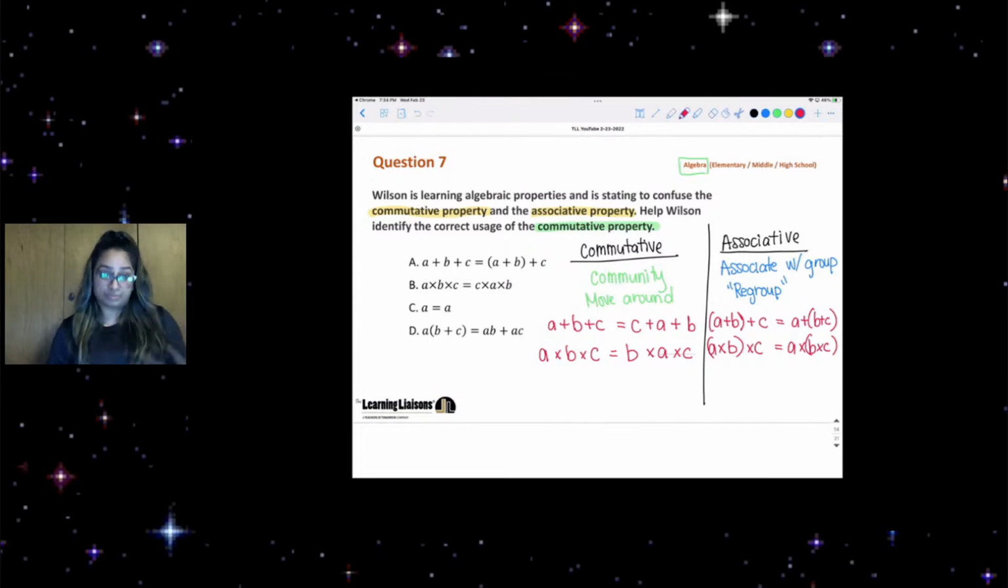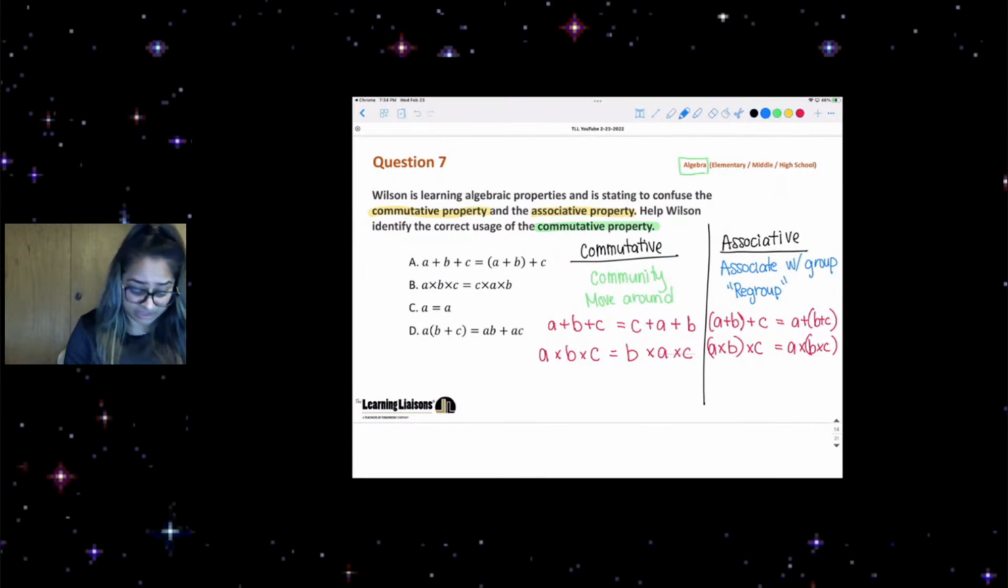Okay, so now that I know my properties and I know what they associate with, let's try to identify what we have: A, B, C, and D. So A says A plus B plus C is equal to a group of A plus B plus C. Well, that doesn't really look like either property, kind of like part of one and a part of the other. That's actually just a regular addition. It's not either property. A is not what we're looking for.